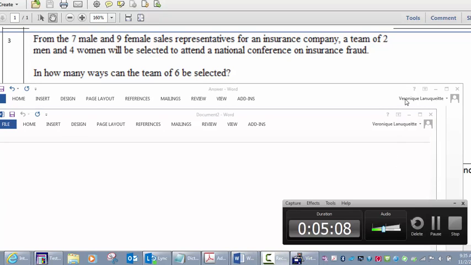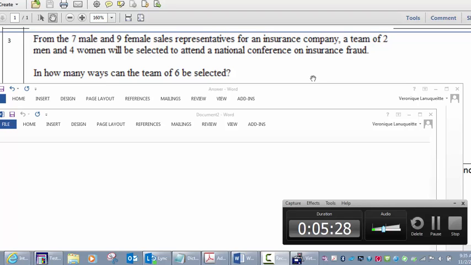Let's take a look at the next problem, which is more complex, as you will see. From the 7 male and 9 female sales representatives for an insurance company, a team of 2 men and 4 women will be selected to attend a national conference on insurance fraud. In how many ways can the team of 6 be selected?